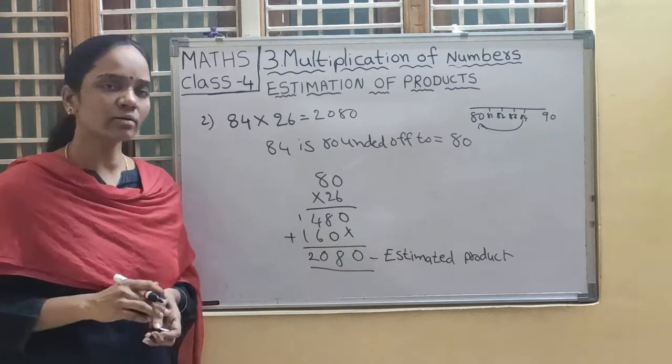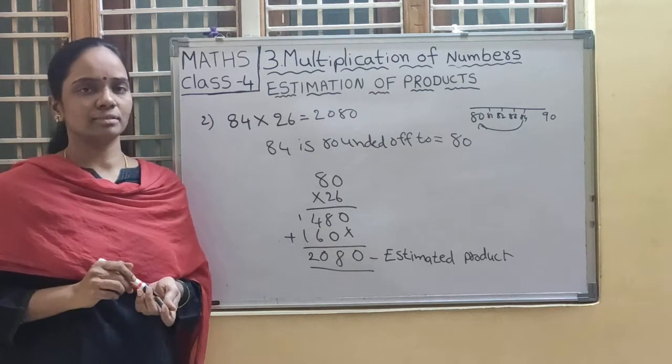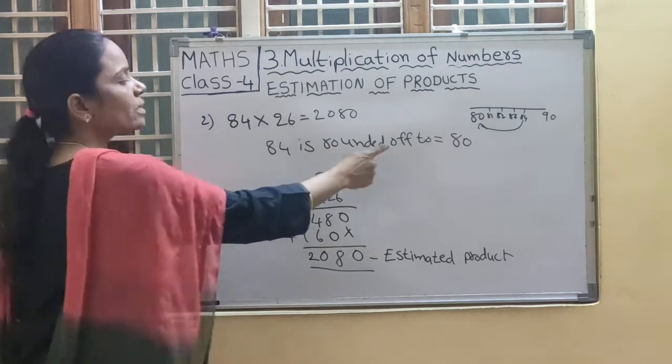In this way we will find out the estimation of products. Have you understood children? One value should be rounded off.